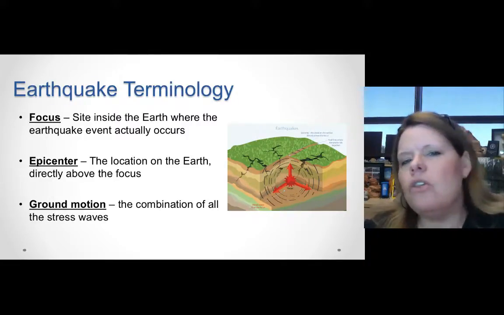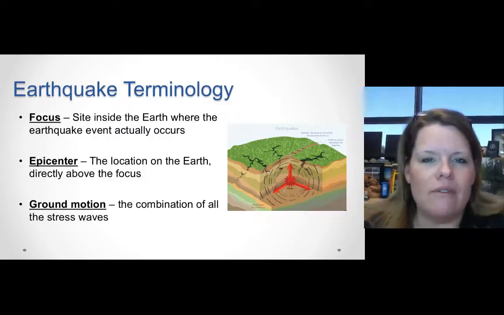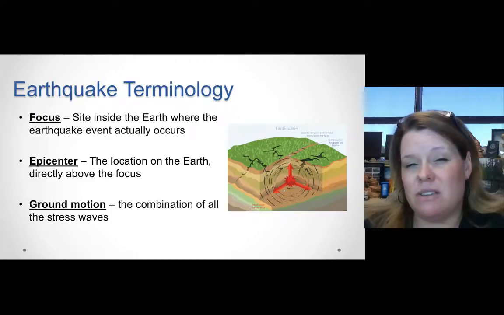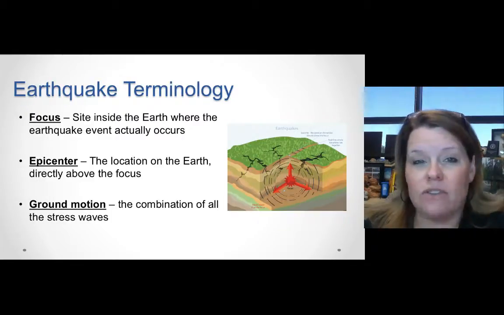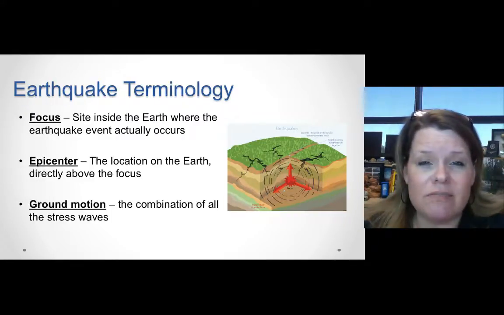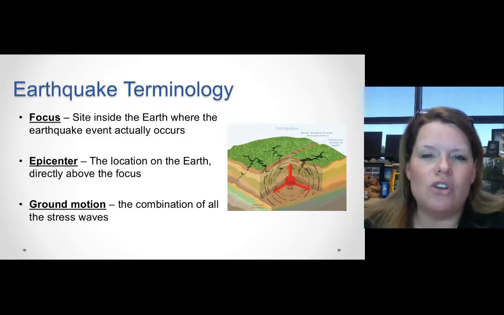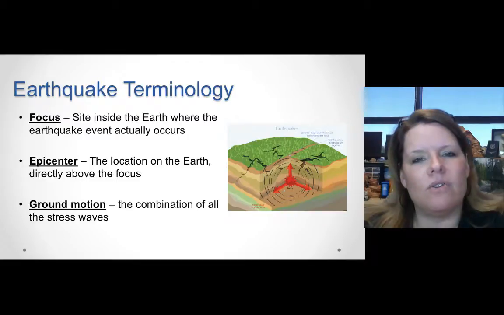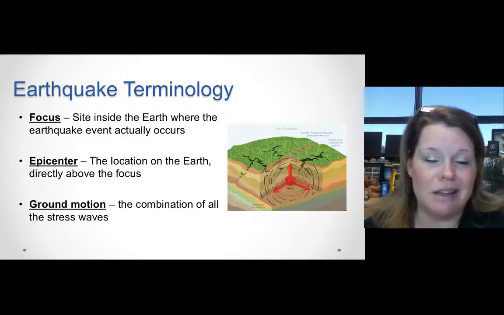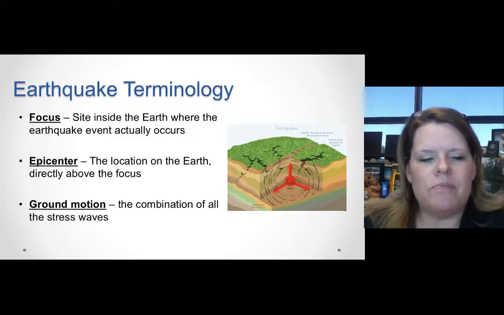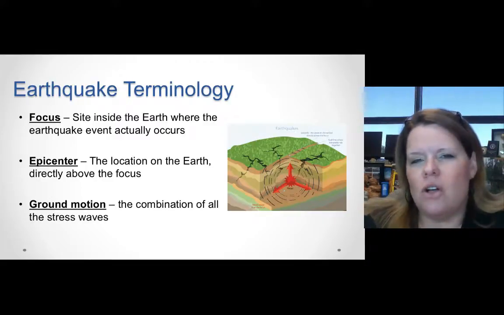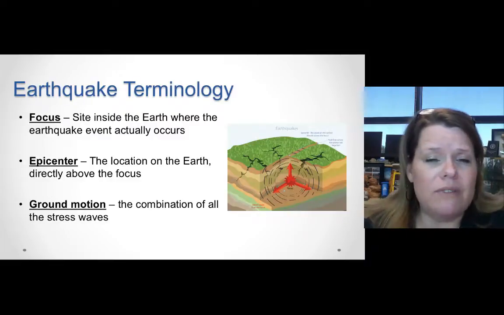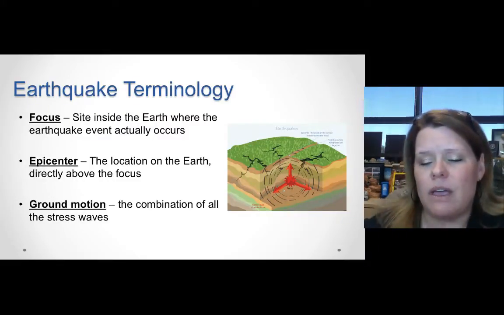So if you're thinking, well, could there ever be an epicenter and a focus in the exact same place? I'm never going to say never, but it would be extremely rare because usually most faults are kilometers deep. So you're looking at the potential for at least tens of feet deep that an earthquake could occur, but sometimes they can get beyond 300 and 400 miles beneath the surface. Now, what's ground motion? The combination of all the stress waves, P waves, S waves, R waves, L waves.